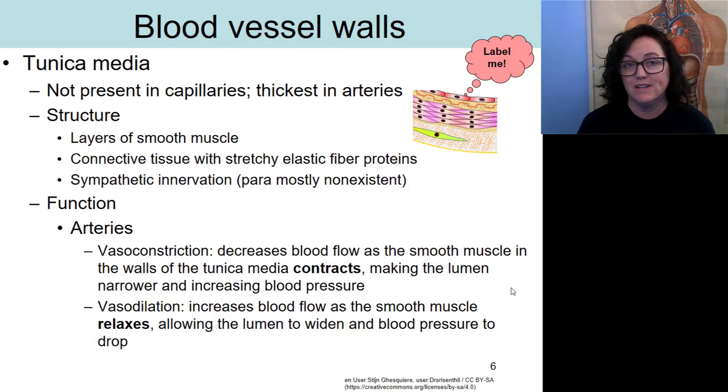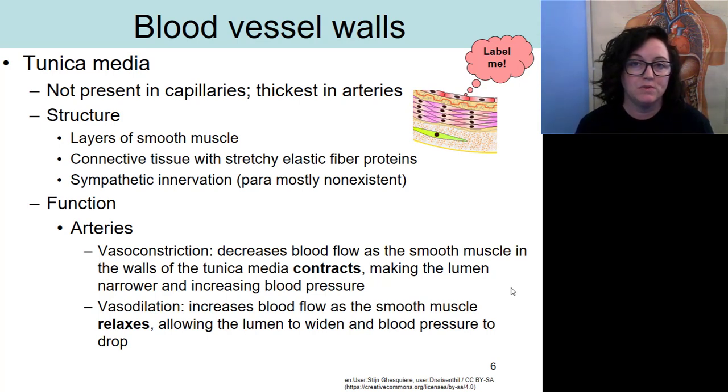Just behind the Tunica Interna is the Tunica Media. The Tunica Media is not present in capillaries, and it's the thickest in arteries. Veins do have a Tunica Media, but it's just much less developed than what we see in arteries. In terms of its structure, the Tunica Media is mostly made of muscle. Media starts with M, muscle starts with M. Of course, this is smooth muscle.